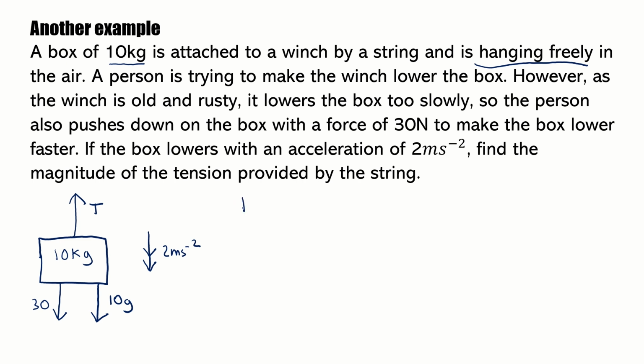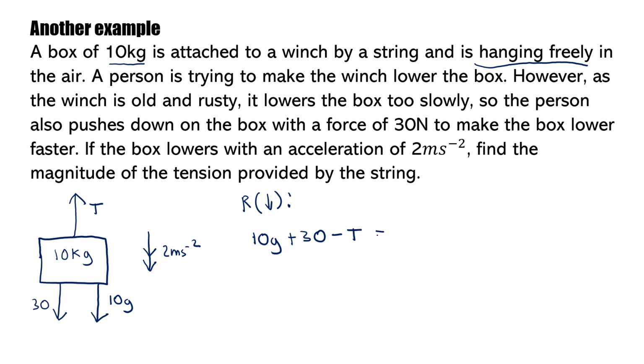I'm going to decide to make downwards the positive direction this time, and therefore looking at our forces, we've got 10g going down, so therefore that would be a positive force for my positive direction. We've got the 30 newtons going down, so that would also be a positive value, and then we've also got tension, but that's going up, which is the opposite direction to the positive direction, so we're going to subtract it.